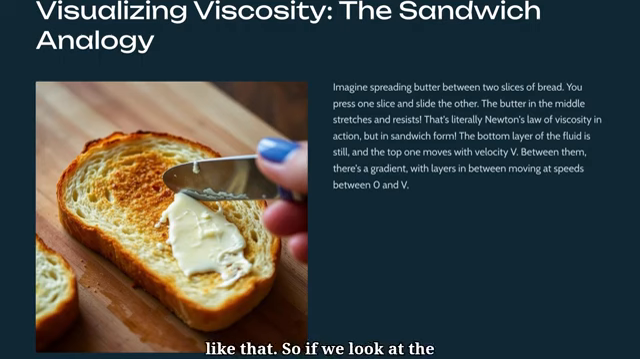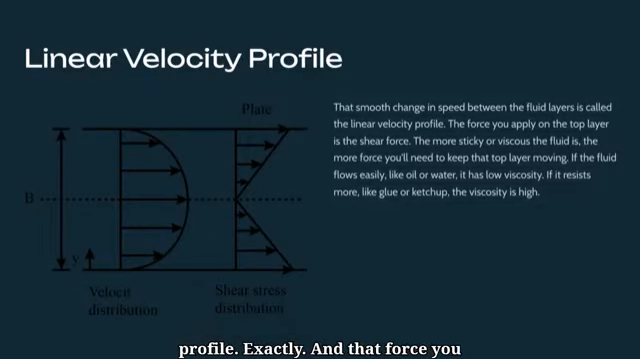Oh, I like that. So if we look at the diagram, the bottom layer of the fluid is still. The top one moves with velocity v. Between them, there is a gradient. Layers in between move with speeds between 0 and v. That smooth change is called a linear velocity profile. Exactly, and that force you apply on the top layer, that is a shear force. The more sticky or viscous the fluid is, the more force you'll need to keep the top layer moving.